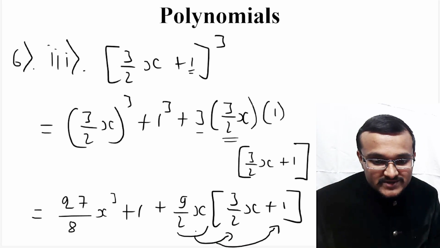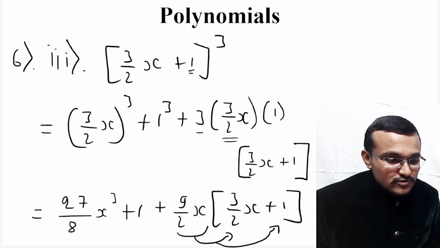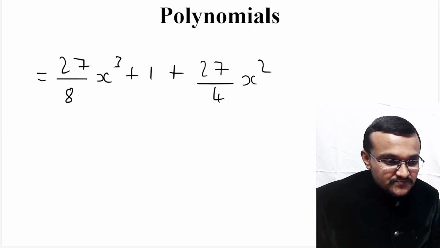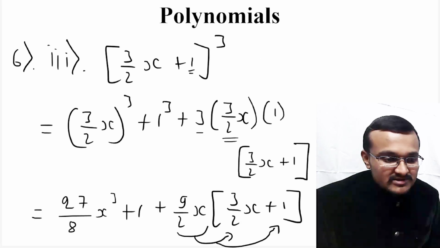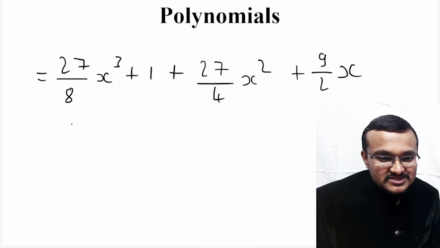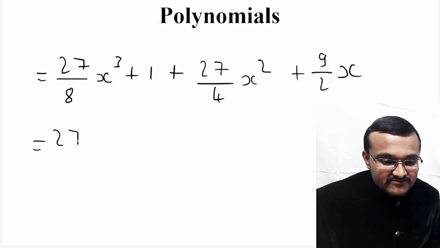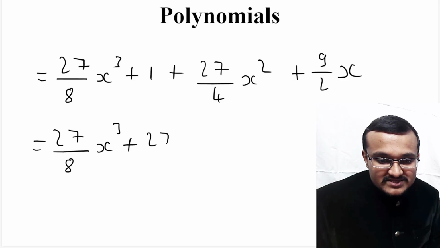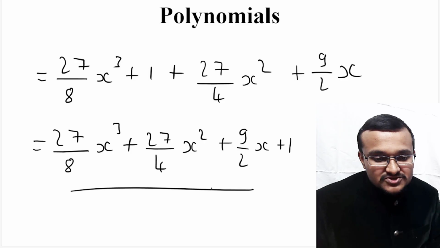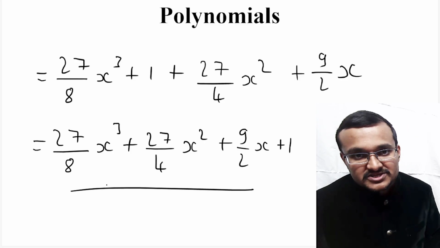So 9 3s are 27, 2 2s are 4, x into x will be x square. So 27 by 4 x square, and 9 by 2 x into 1 will be 9 by 2 x. So plus 9 by 2 x. So this is the expansion, or you can modify this. So 27 by 8 x cube plus 27 by 4 x square plus 9 by 2 x plus 1. So this is the expansion for the third question and the sixth question.